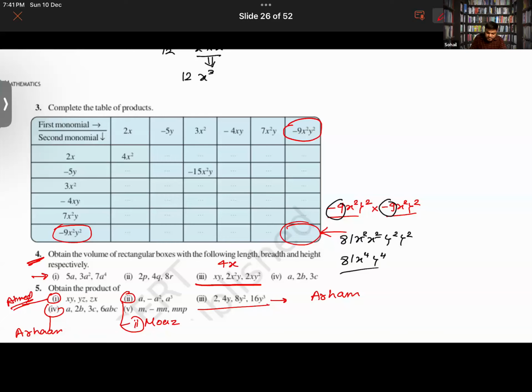4x raised to exponent 4 and y raised to exponent 4, right? Yes, sir. Moaz, you got the answer of the second one? Yes, sir. Minus a raised to 6, correct. Also, minus a raised to 6 will be converted to?